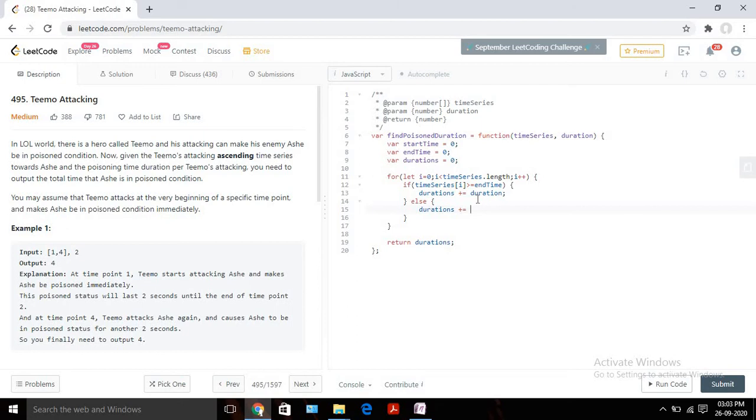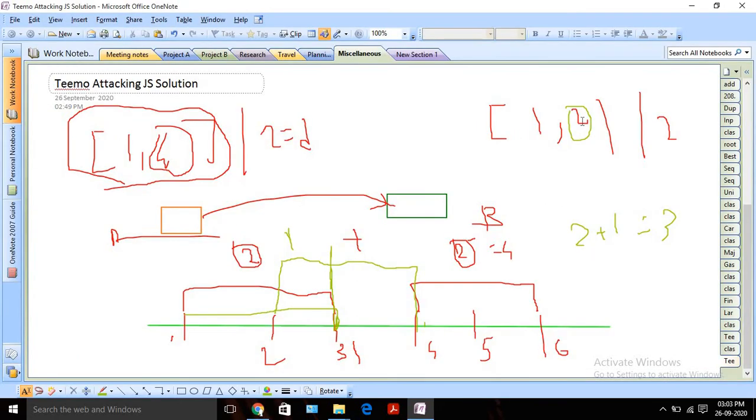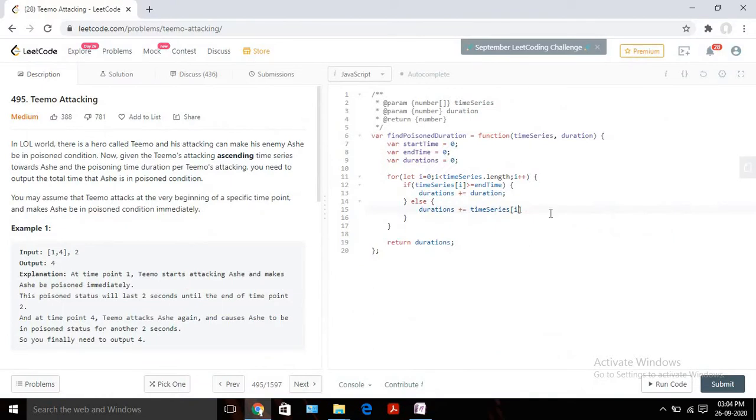So how can we find the difference? Obviously it should be time series i. Suppose I am here at 2, and I know in this case my previous time will be 1. So I will do time series i minus my previous start time value. That will give me the difference. Let's write that: time series i minus start. It will give me the difference.